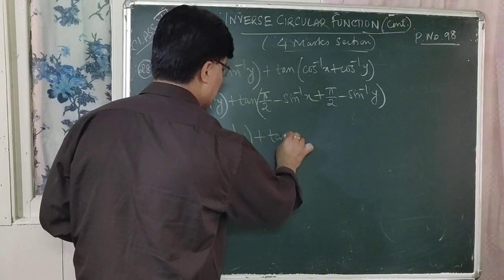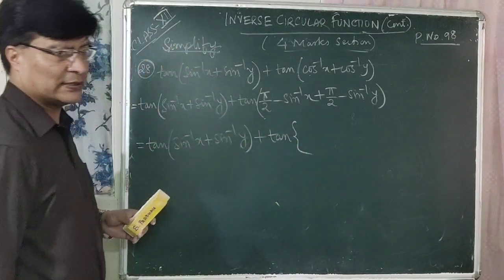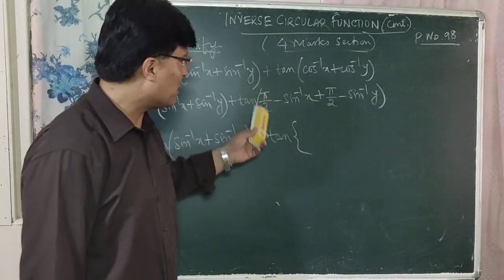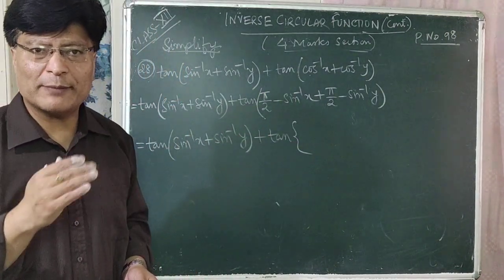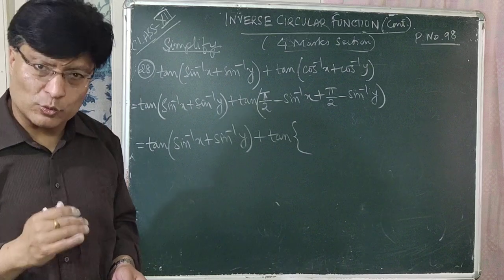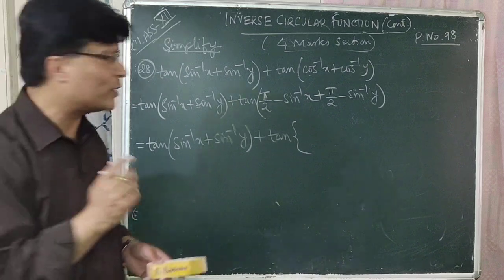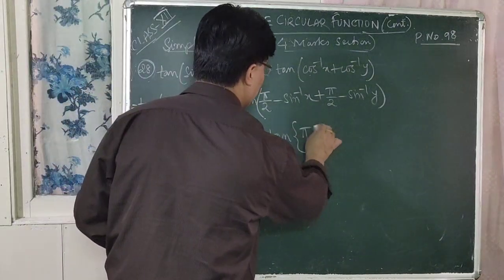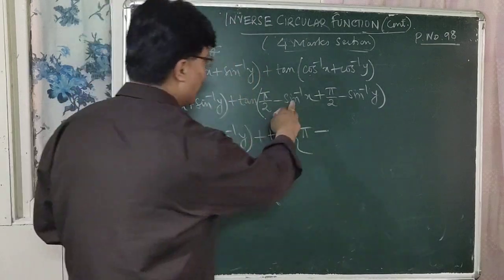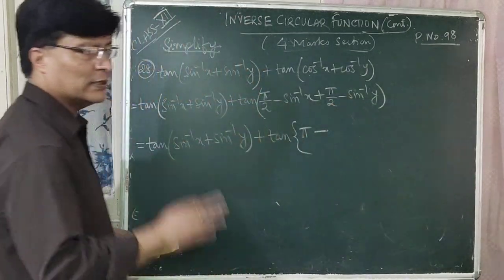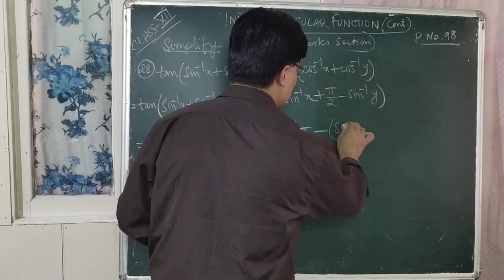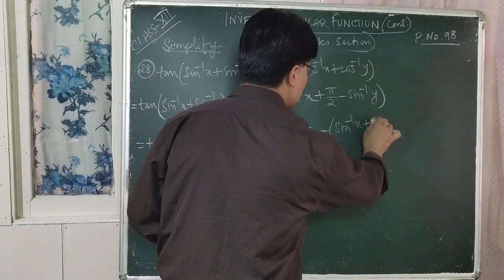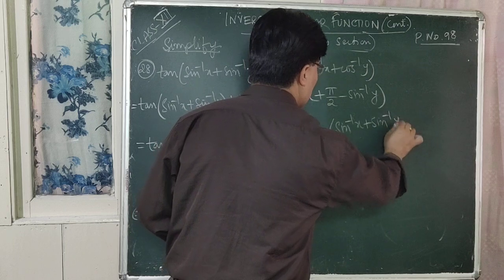Plus tan, let us write it within the second bracket. Okay, so what is pi by 2 plus pi by 2? That is 2 pi by 2. The 2 gets cancelled. So what do we get? Only pi minus sin inverse x minus sin inverse y. Here minus is taken common. So within bracket, what do we get? It is sin inverse x plus sin inverse y.